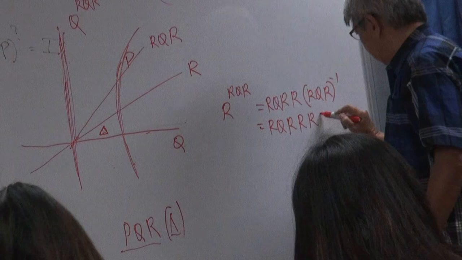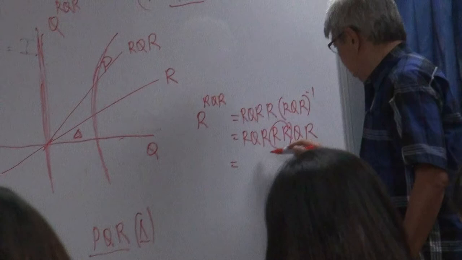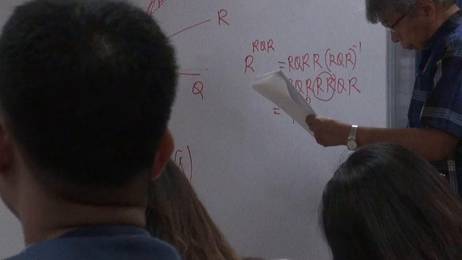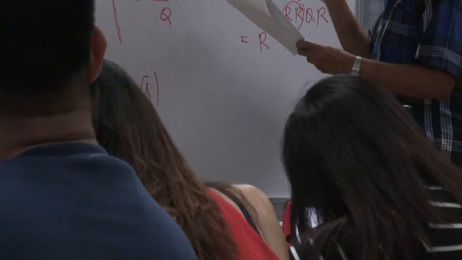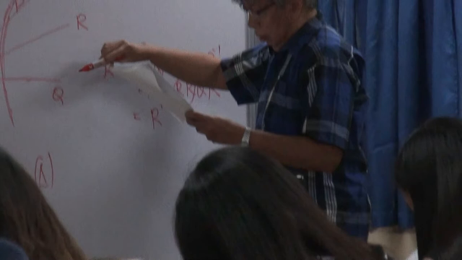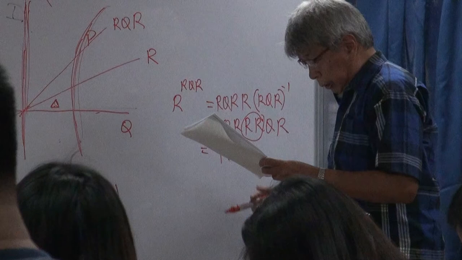And R squared is the identity, so you will just get RQR R, or that will be R conjugated by RQ. Okay, number five. Mark the hyperbolic plane, which is the common orthogonal to the axis of P. It's the axis of P, and then you get the axis of this one. Okay, so number five, you have to work that out.